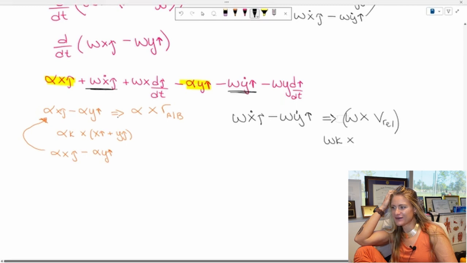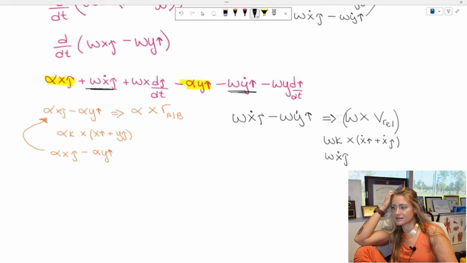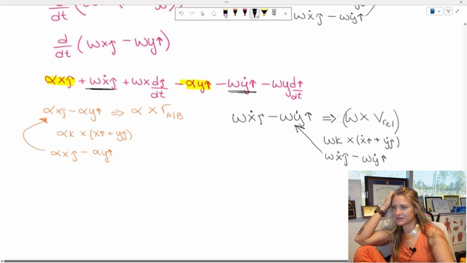What's omega k cross v rel? We defined it as x dot i plus y dot j. Okay, omega k cross x dot i is omega x dot j. Omega k cross, this is the y dot, oops, I was bound to mess up sometime, right? Plus y dot. Okay, now we're good. Omega k cross y dot j is going to give omega y dot negative i. Look at that. I'm never going to lie to you.